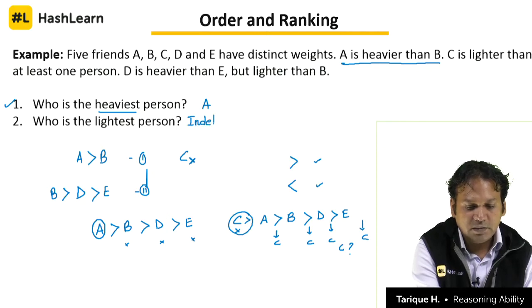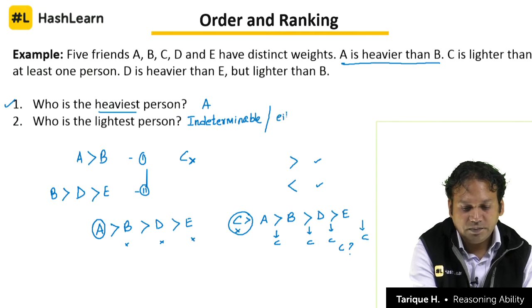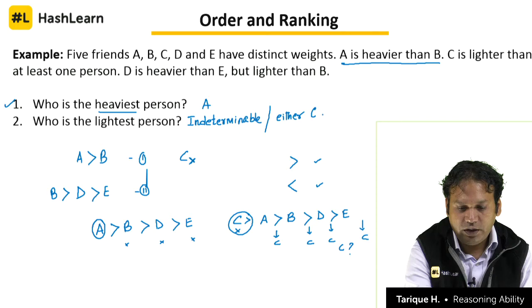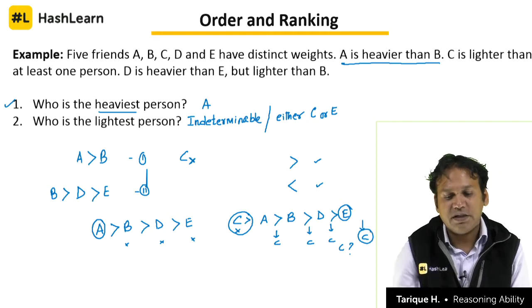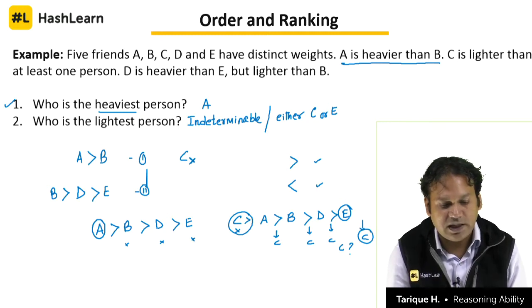Indeterminable, or we can say that the answer can be either C or E. There are only two possibilities. Either E is the lightest person or C is the lightest person. There is nothing else that is possible in this scenario.